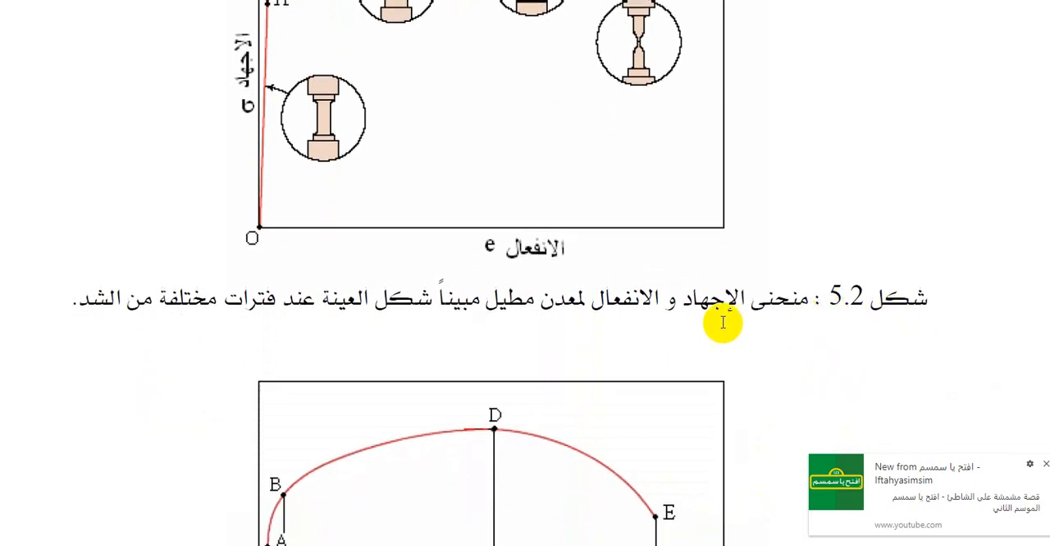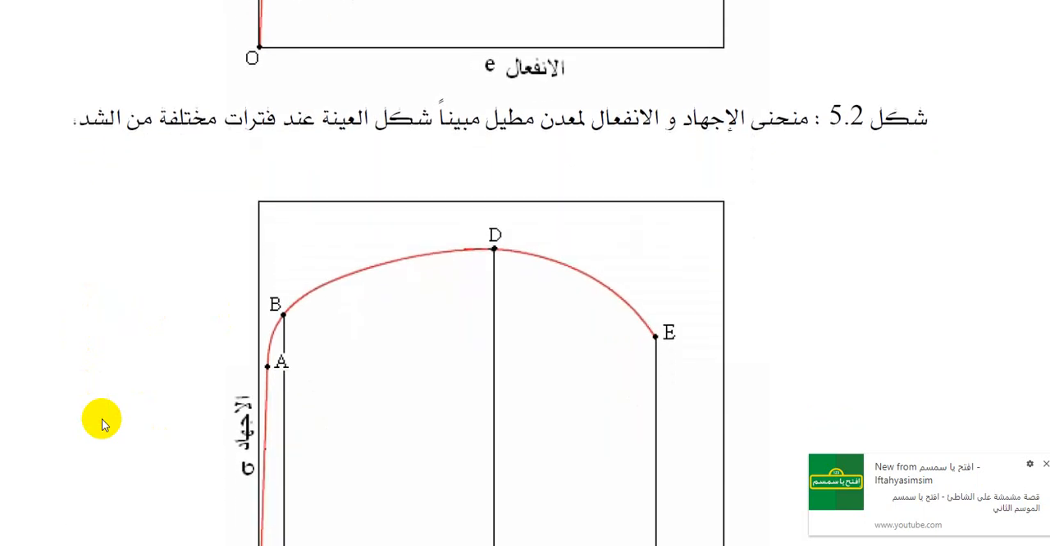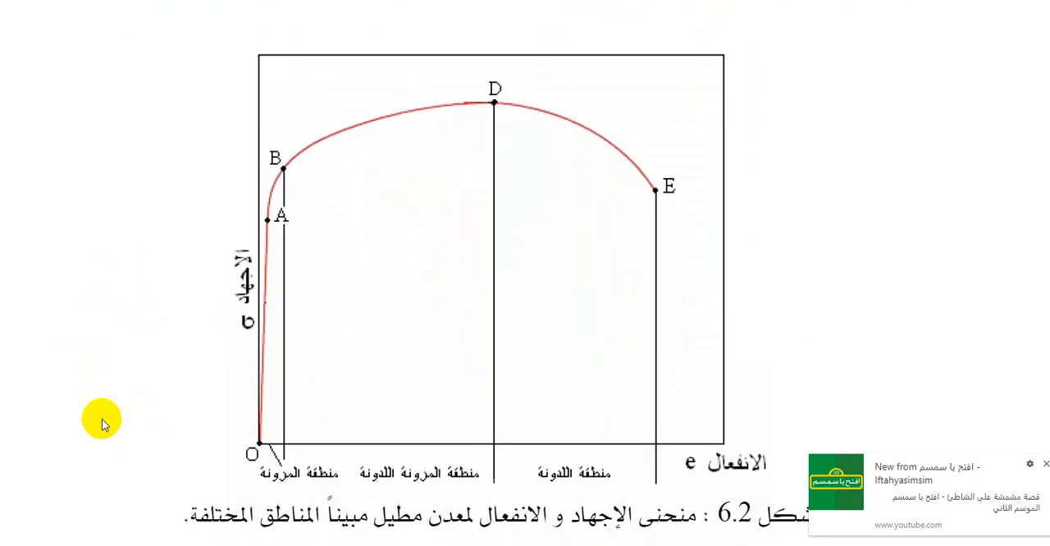Here, figure 6.2, the stress strain curve for a relatively ductile material, is illustrating the shape and the form of the specimen at different points of the tensile curve or at different points of tensile behavior.